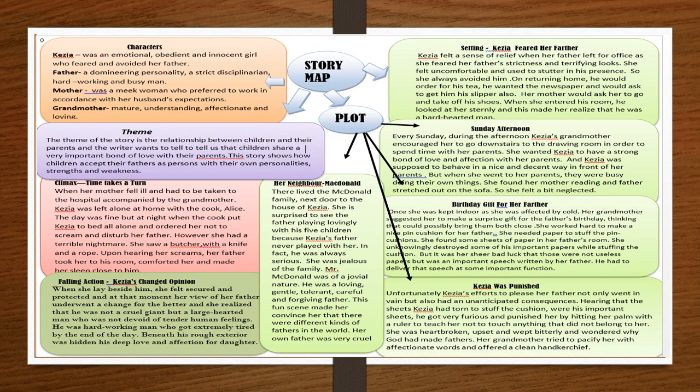Hearing that the sheet Kezia had torn to stuff the cushion was one of his important sheets, he got very furious and tremendously agitated, and punished her by hitting her arm with a ruler to teach her not to touch anything that did not belong to her. She was literally heartbroken, upset, and wept bitterly, and even wondered why God, why the Almighty had made fathers.